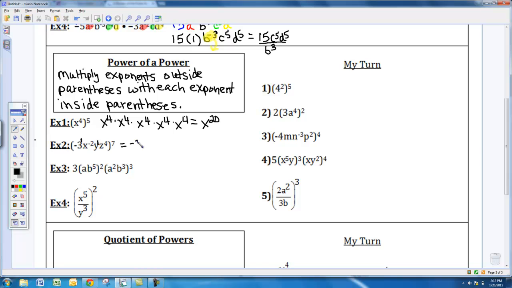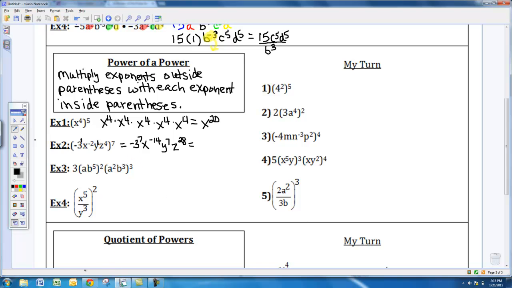So we'll have negative 3 to the 7th power. 7 times 1 is 7. Then we'll have x to the negative 14 power. 7 times negative 2 is negative 14. Then we'll have y to the 7 times 1 is 7th power. And we will have z to the 7 times 4 is 28th power. Now we need to ask ourselves if we can simplify in any way.